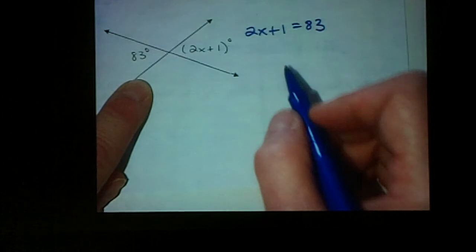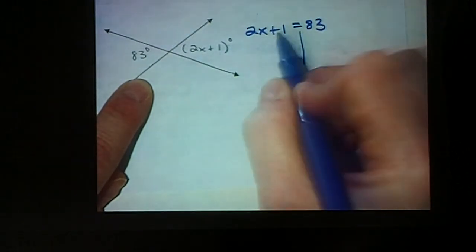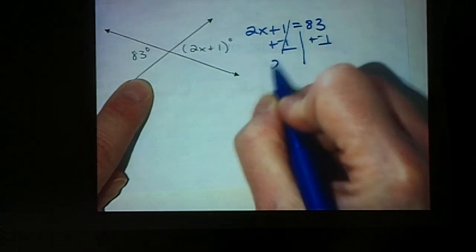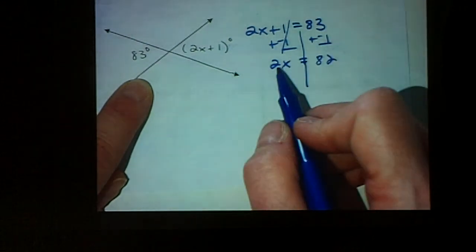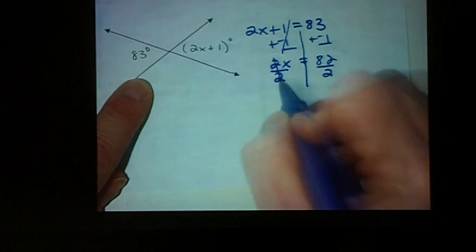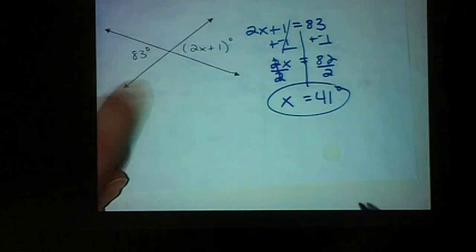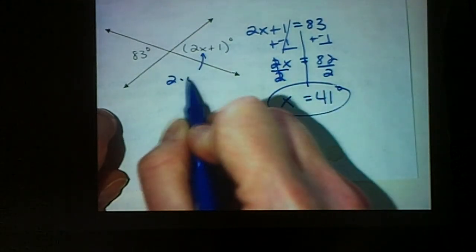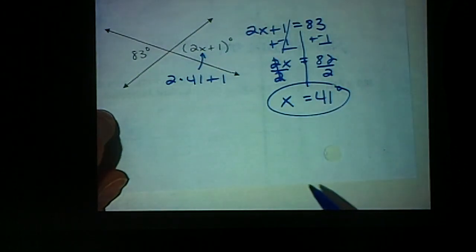So in a two-step, the very first thing to do is to isolate the variable term, the term with the letter. So we want this 1 to go away. To get rid of this positive 1, I'm going to add a negative 1. I'm left with 2x on this side and 82 on this side. And remember, to undo multiplication, we divide. So we'll divide by the coefficient, the number in front of the x, and x equals 41 degrees. If you want to make sure you're right, this should equal that. Plug a 41 in there. Does 2 times 41 plus 1 give you 83? Yes, it does. You are done for the day.